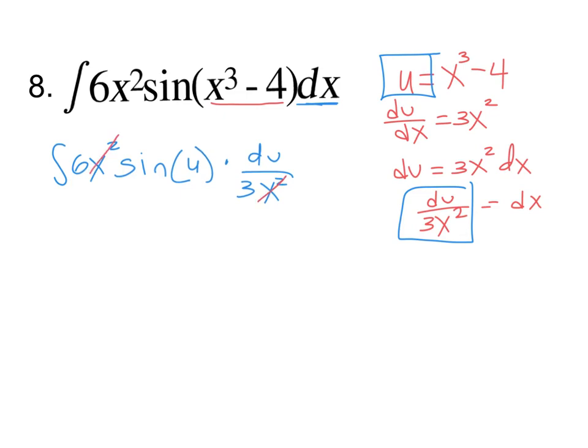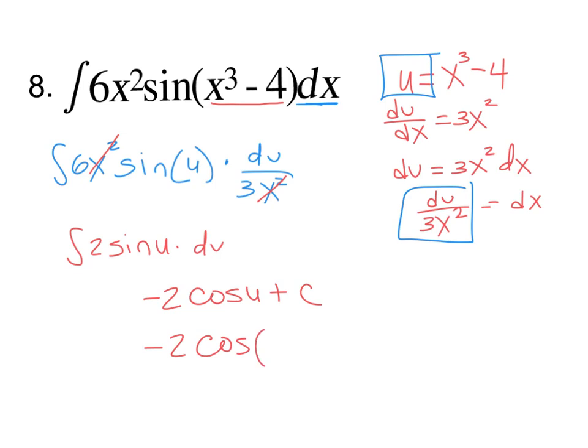And then I can also simplify. 6 divided by 3 is 2. So I have the integral of 2 sine of u du. Now I can take my antiderivative. Antiderivative of sine is negative cosine. So negative 2 cosine of u plus c. And then I'm going to substitute back in for my u. And that is our final answer.